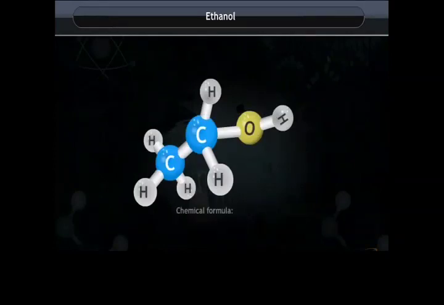Ethanol. The chemical formula of ethanol is CH3CH2OH and the common name is ethyl alcohol.